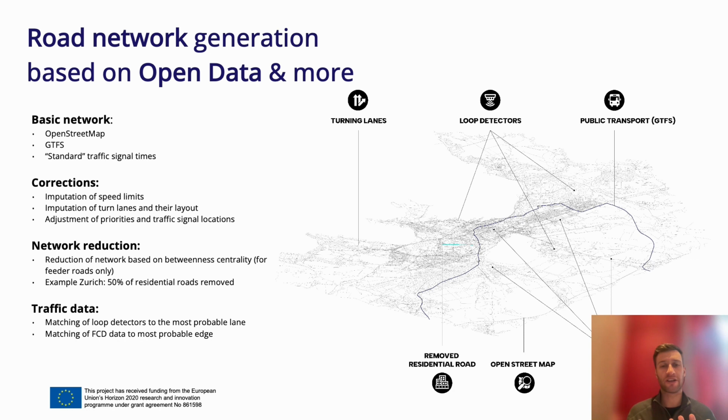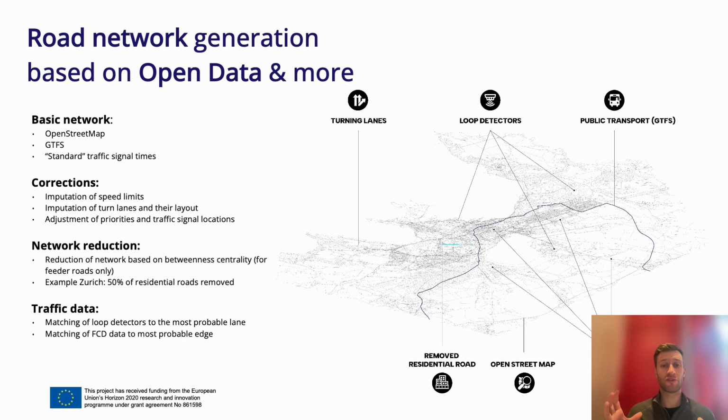We're also imputing some of the turn lanes and their layouts if necessary. And then we're looking at adjustments of priorities and traffic signal location if we feel it's necessary for the model, or that there's a high probability that there is a traffic signal, but it's not recorded in OpenStreetMap. We then go on and we start reducing the network. And what we mean by that is basically that we reduce the number of links inside the network.